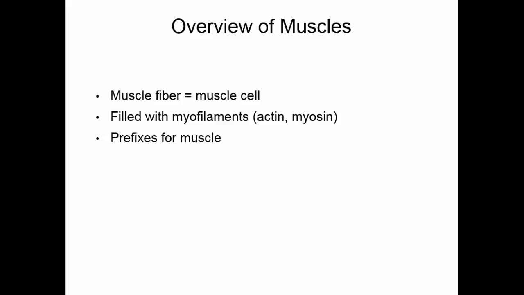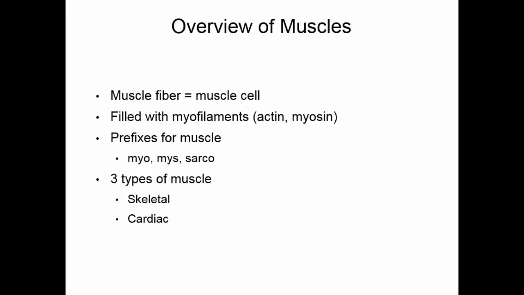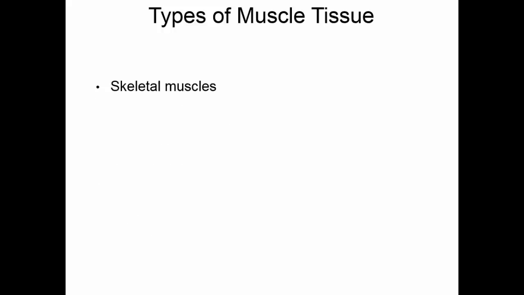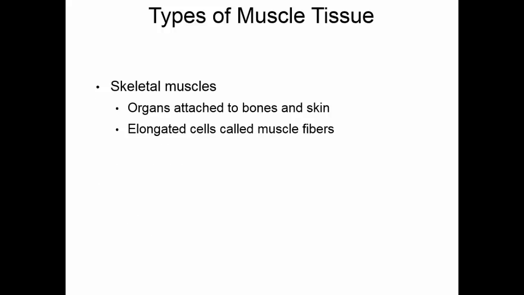When we're talking about muscles, you're going to see certain words crop up repeatedly. Myo, mys, and sarco are all prefixes for muscle. There are three types of muscle tissue: skeletal muscle, cardiac muscle, and smooth muscle. Skeletal muscles are the organs that are attached to bones and skin. They're elongated cells that are called muscle fibers that are cylindrical and multinucleate.